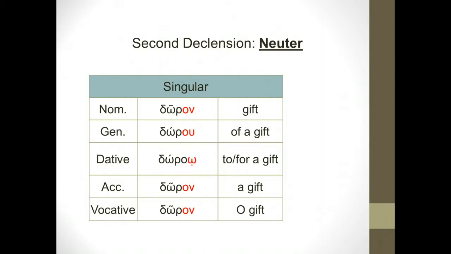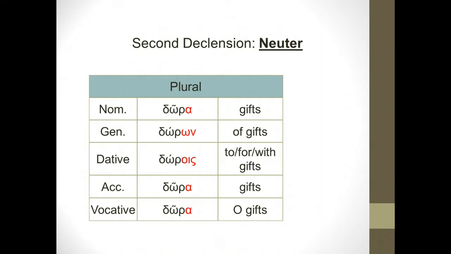Doron, which means gift, is a neuter singular nominative. Dorou, where we put on that omicron upsilon ending, means of a gift. Dorō means to or for a gift. Doron means a gift, and then doron, the vocative, is O gift.